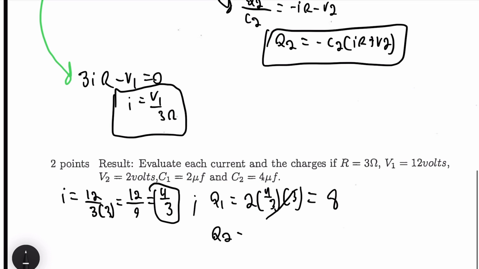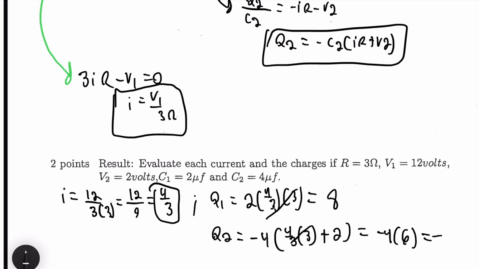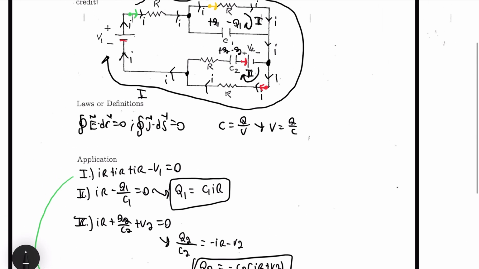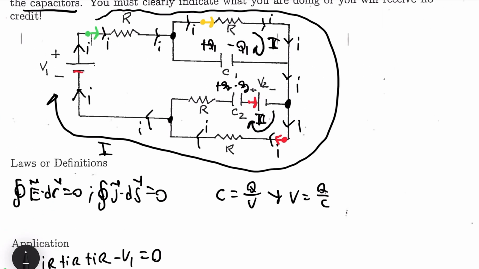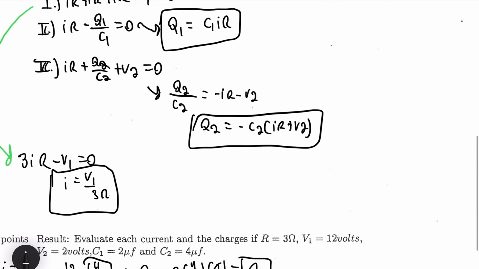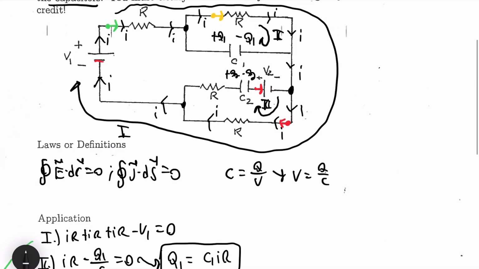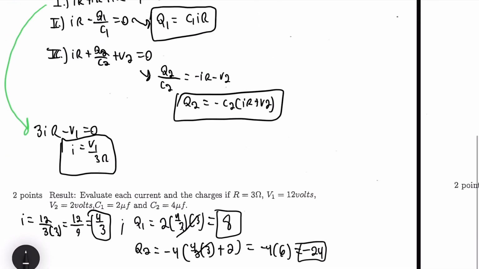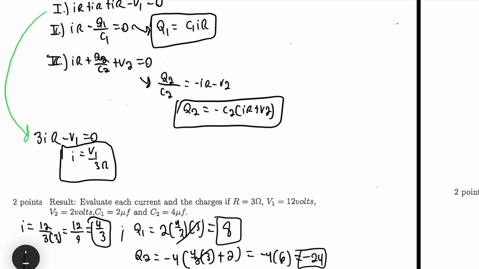Now for Q2, I have negative C2, which is 4, times current, which is 4 over 3, times R, which is 3, plus V2, which is 2. So this goes away, so this is negative 4 times 6, which is negative 24. And then having a negative answer just means that the initial guess I made with the plus Q and minus Q was flipped for the second capacitor. But that doesn't mean it's wrong, because with the way I define my capacitor and the way I define my direction of current, it makes sense. So it's still a right answer.